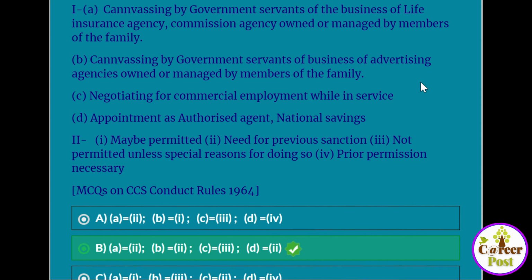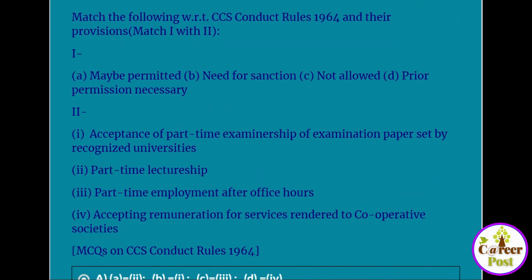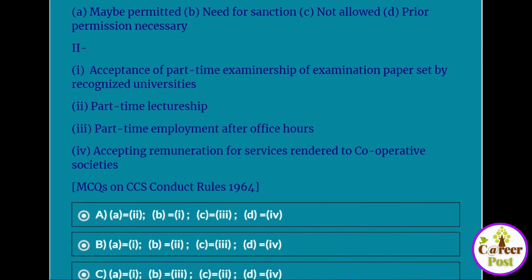And B, canvassing by government servants of business of advertising agencies owned or managed by members of the family, it needs previous sanction. Negotiating for commercial employment while in service is not permitted unless special reasons for doing so. Appointment as authorized agent for national savings needs previous sanction. Match the following with reference to CCS conduct rules: 1 and 2. May be permitted, need sanction, not allowed, prior permission necessary.